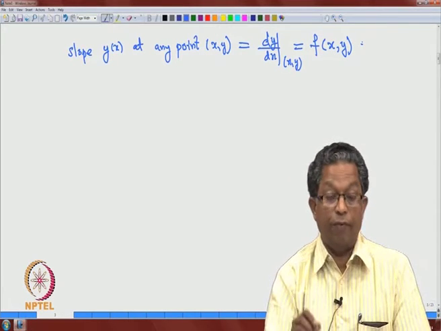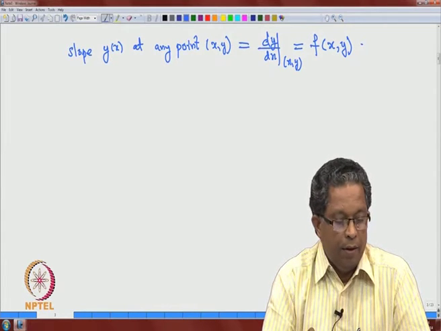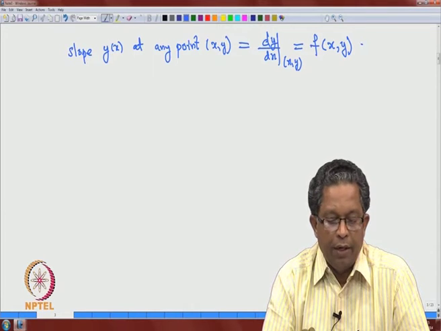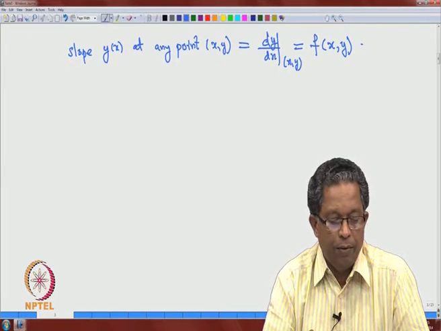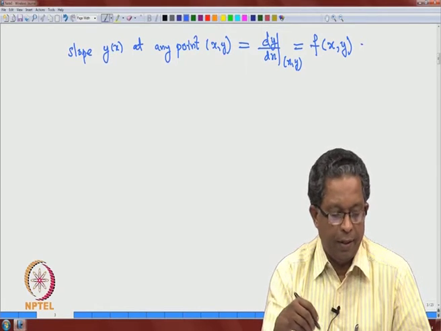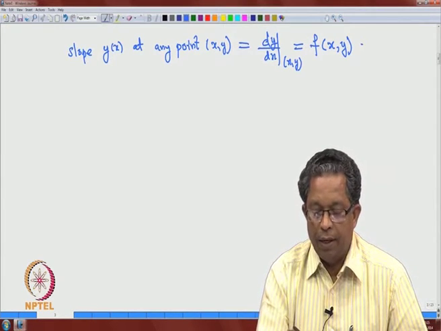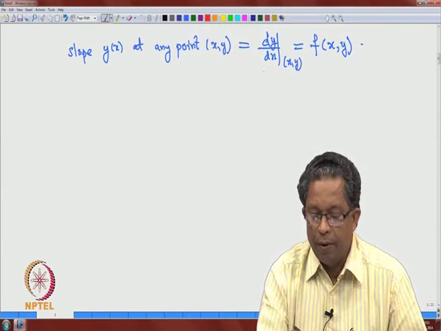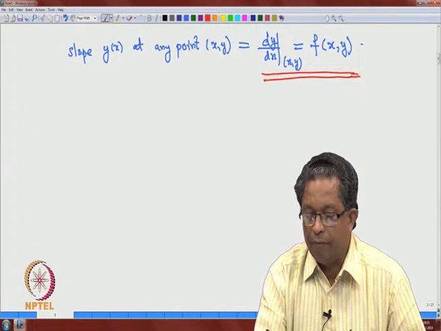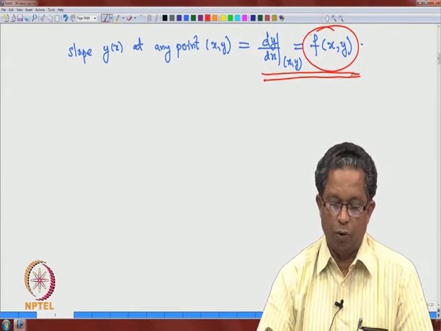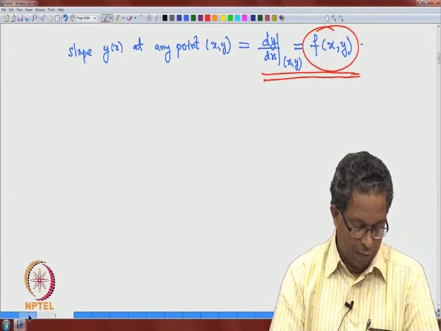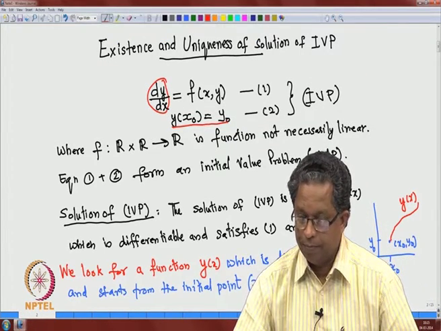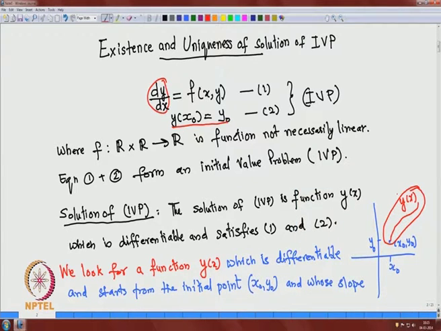Therefore, the solution of the differential equation 1 with the initial condition 2 is a function that starts from the initial point (x0, y0), that is differentiable, and the slope at any point is given by dy/dx = f(x, y), which comes from the differential equation. f(x, y) is given to us, so the slope at any point is known to us and the initial point is known to us. We are looking for the function which starts from (x0, y0) and whose slope at any point is f(x, y).